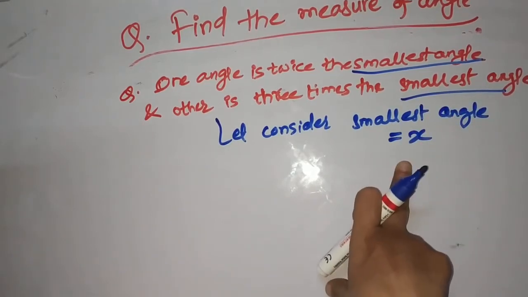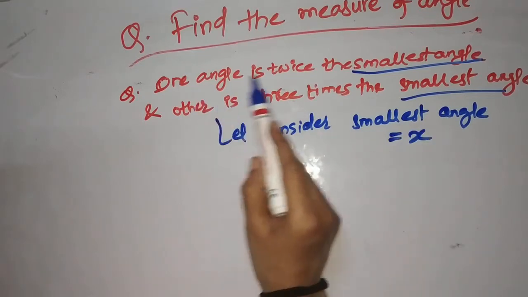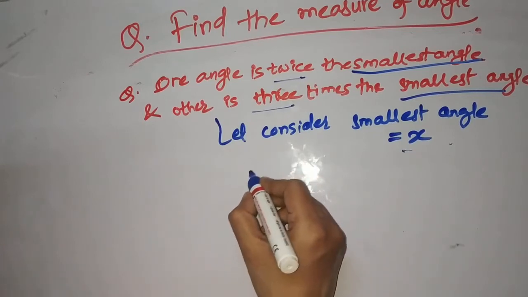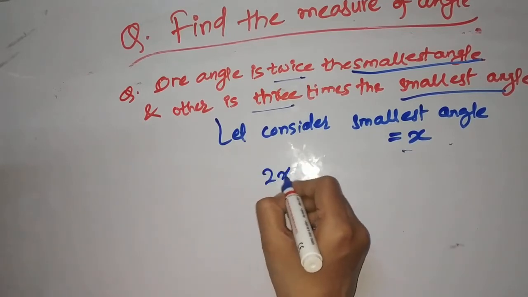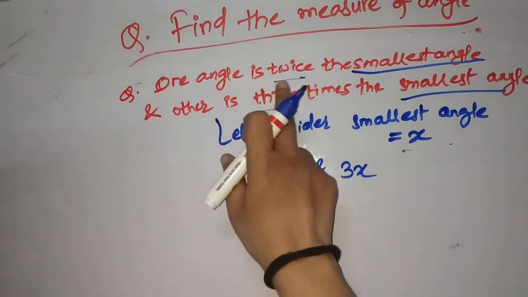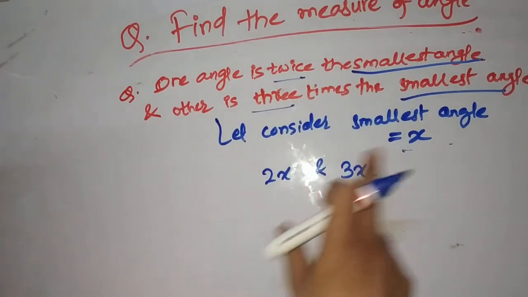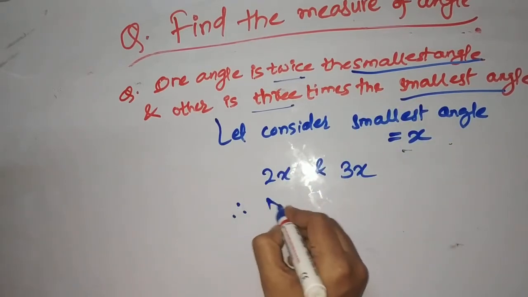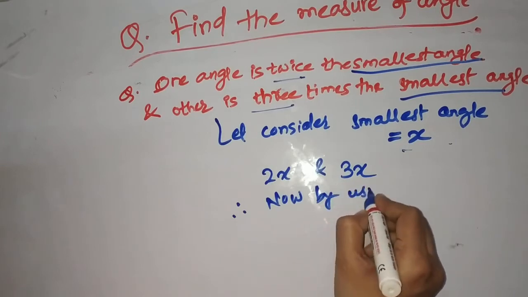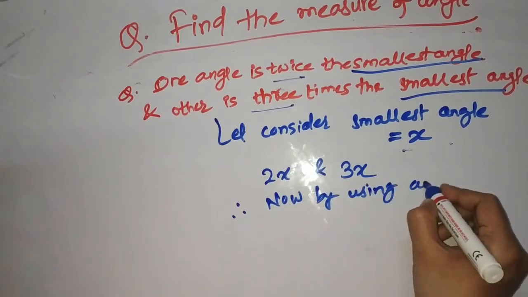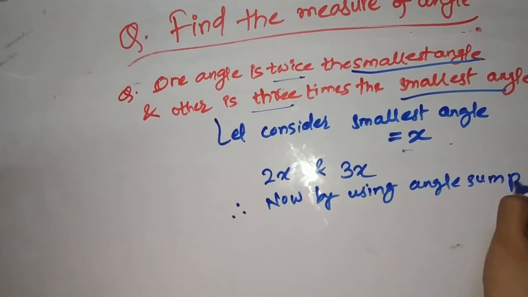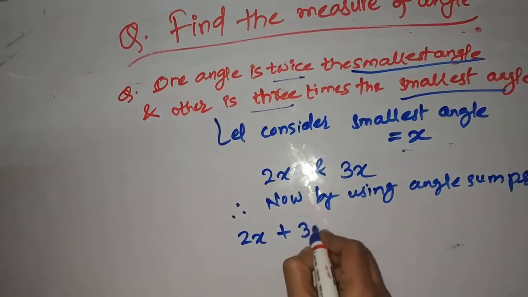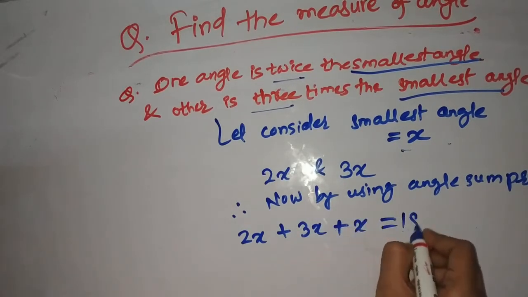If we consider the smallest angle is x, then one angle is twice of it and another angle is thrice of it. So the remaining angles will be 2x and 3x. Why? Because it is given twice the smallest, meaning 2 times x, and thrice the smallest means 3 times x. So now, by using angle sum property, we'll write 2x plus 3x plus x is equal to 180.